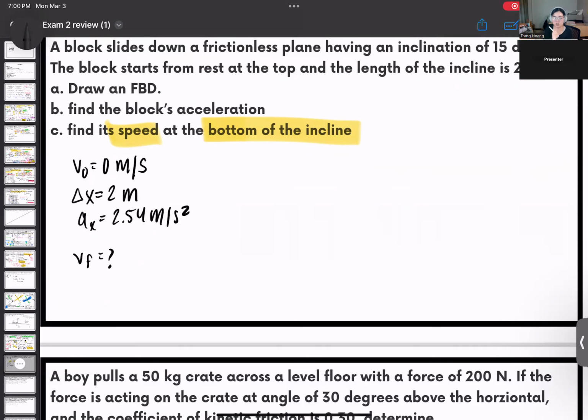Okay, so look at your kinematics table. How does it work out? Final velocity squared is equal to the initial velocity squared plus 2ax. Plug and chug. You just gotta plug and chug now, okay?